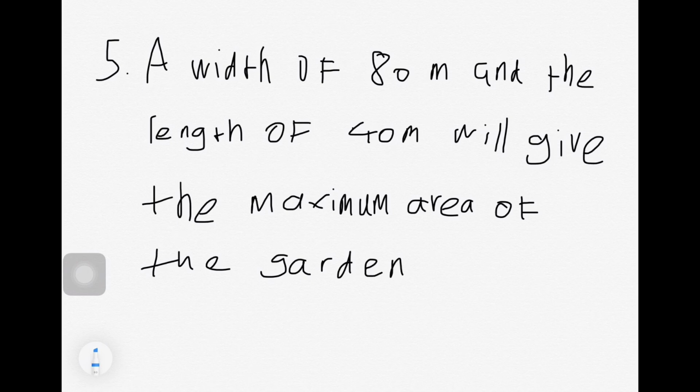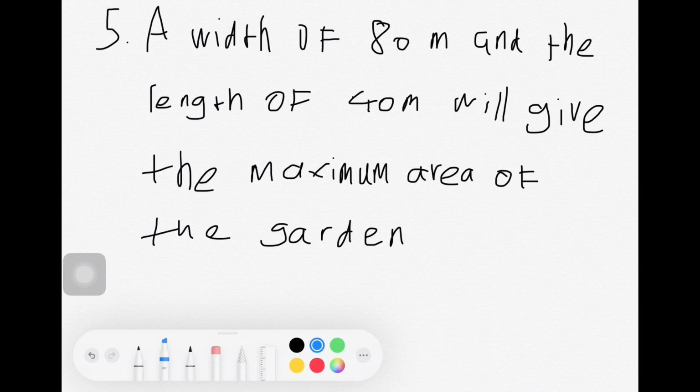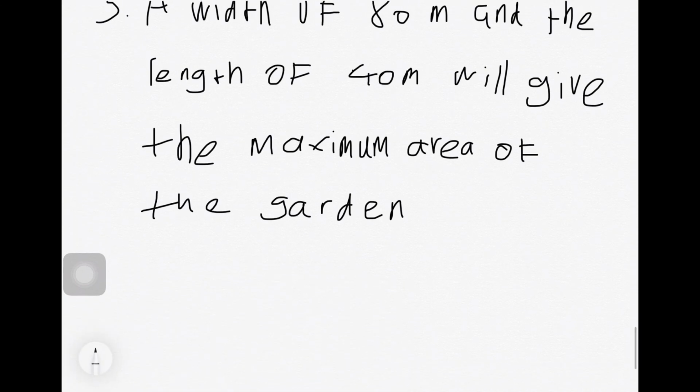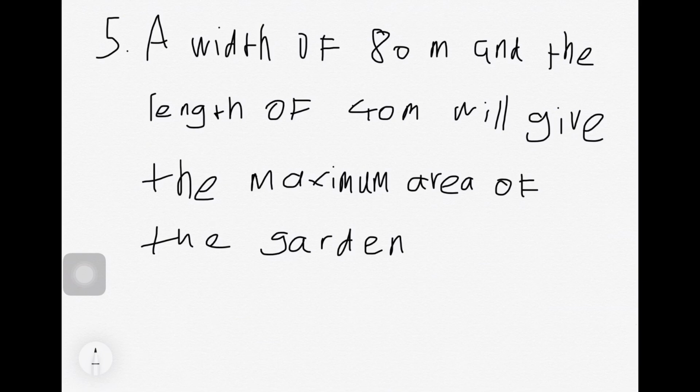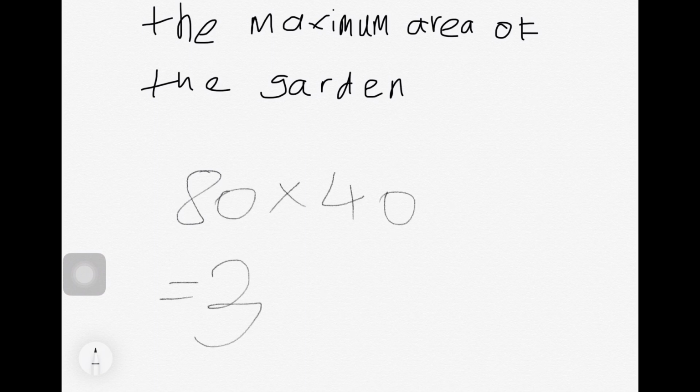And now, last but not least, step 5, writing the final answer. As I have done here, my workings here, sorry for my poor handwriting, I didn't have my stylus pen with me right now, but anyway, I have written here a width of 80 meters and the length of 40 meters will give the maximum area of the garden. Now, if we calculate those numbers, we will get a total maximum area of 3,200 meters square that Michael can fence up.